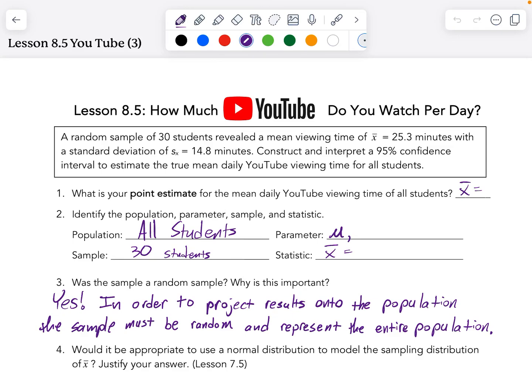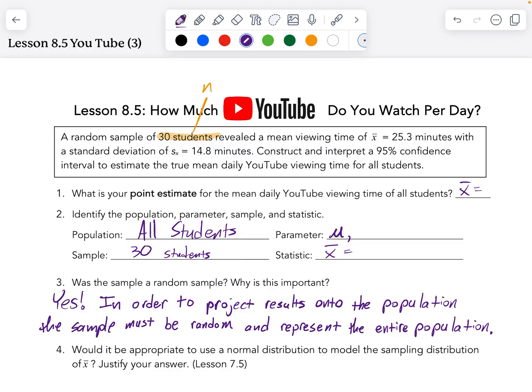All right, this is lesson 8.5 about YouTube. Let's dive in here. It says a random sample of 30 students. So that's n. Before we get too far down the road, that's n. Revealed a mean viewing time of 25.3 minutes with a standard deviation of s sub x, 14.8 minutes.